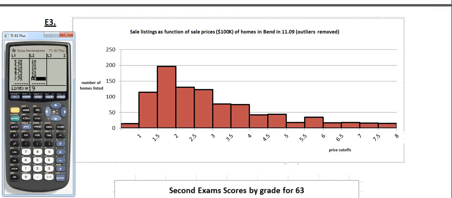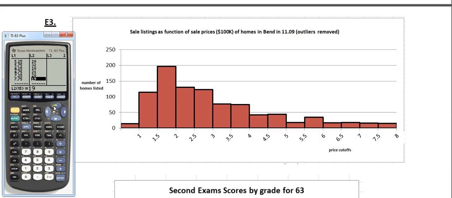Hey everybody, the purpose of this video is to help us walk through question E3 in the variability homework. It's measuring Pearson's second skew coefficient for the slightly skewed looking data in the real estate values back in 2009.